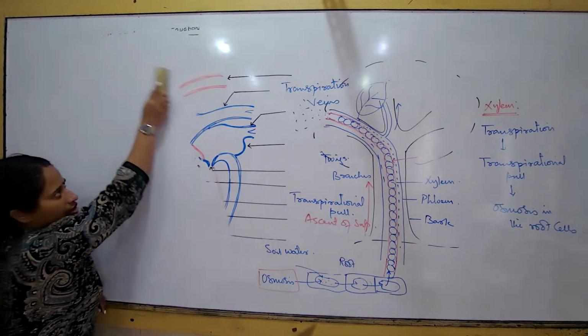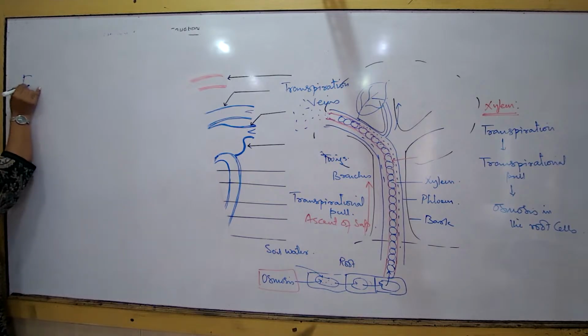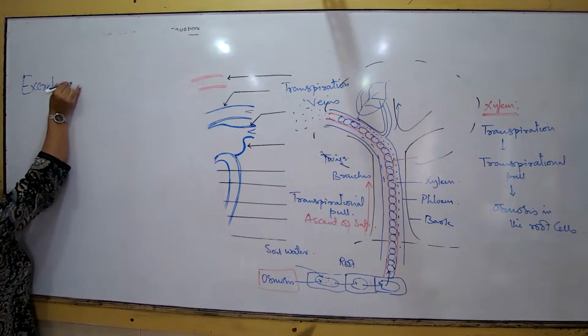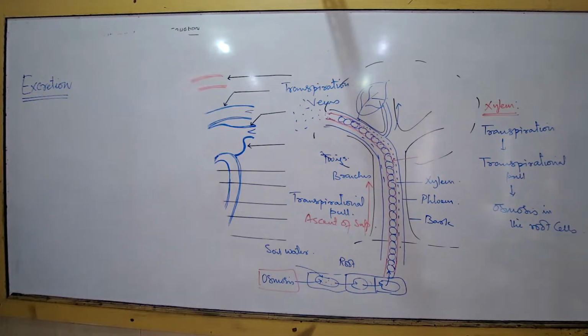Okay, now as we start with the next part of the chapter, what is the next part we are going to study? Definition. What should be the definition of excretion? Release of toxic waste from our body. Nitrogenous waste from our body. Release of toxic nitrogenous waste.